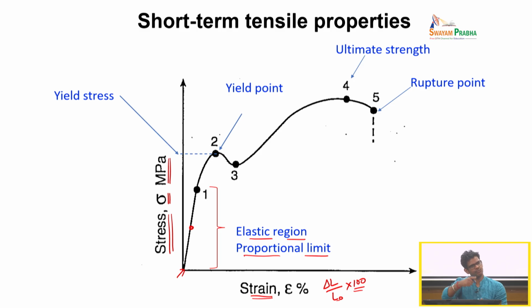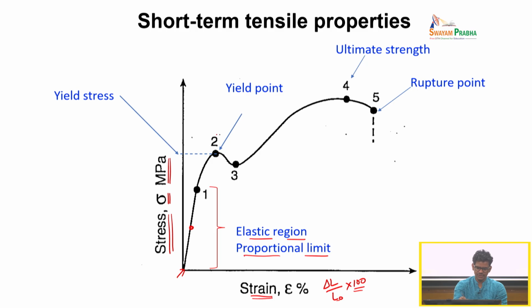After that, if you keep pulling further and further, this material will undergo some sort of yielding behavior. Yielding behavior means giving in. Okay, there's going to be a plastic deformation. The material will not come back to its original position anymore. Okay, it is undergoing some permanent change.